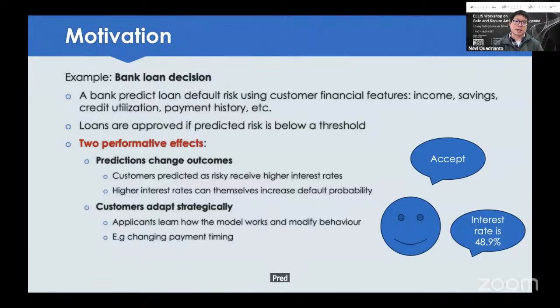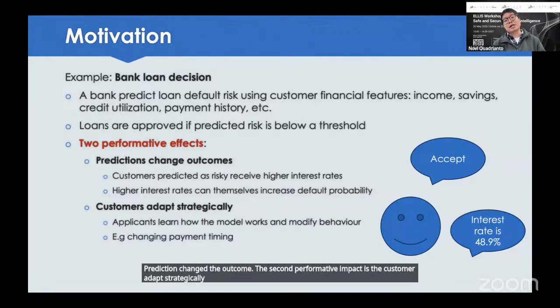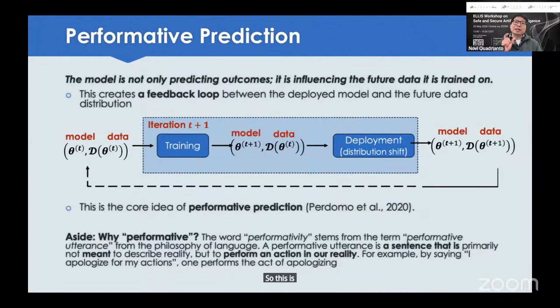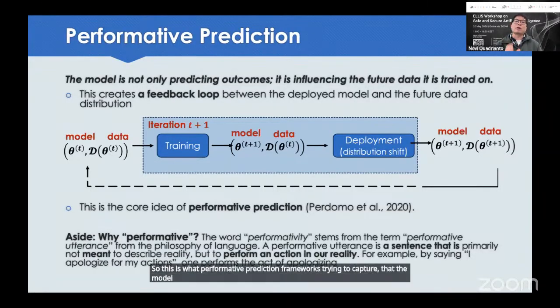Prediction changed the outcome. The second performative effect is that customers adapt strategically. The applicants learn how the model works, and then they modify their behavior, changing, for example, the payment timing. So this is what the performative prediction framework is trying to capture: the model is not only predicting outcomes, but is actually influencing the future data that it is trained on. So there is a feedback loop that we shouldn't forget.